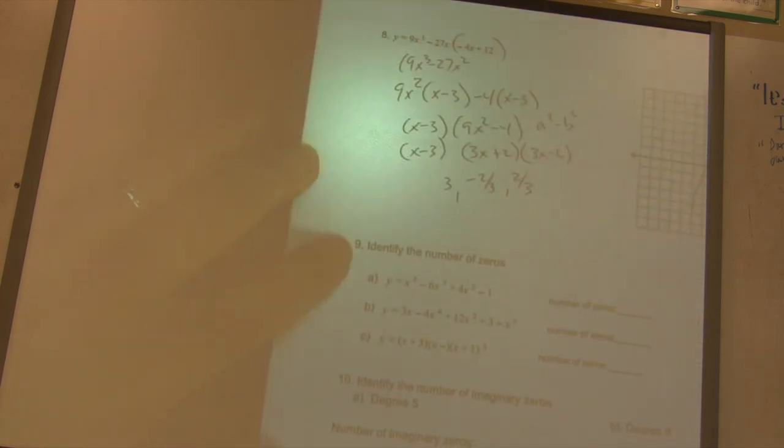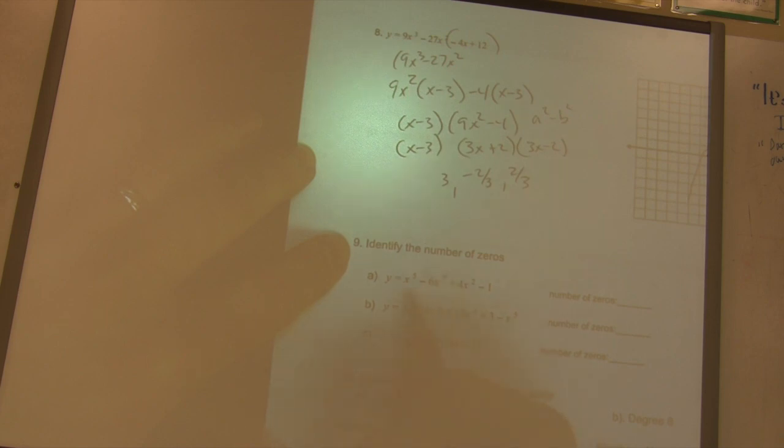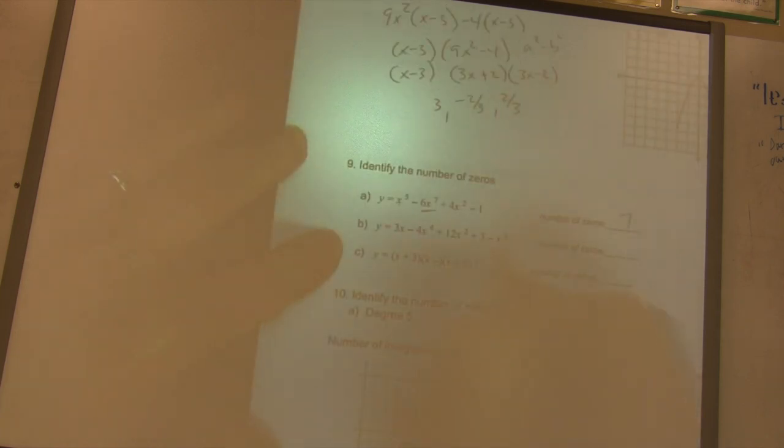Number 9 should be easy. The number of zeros, remember that's our highest power. It tells us the number of zeros. So it's not the first term. My highest power is x to the 7th, so there's 7 zeros. My highest power here is x to the 5th, so 5 zeros.